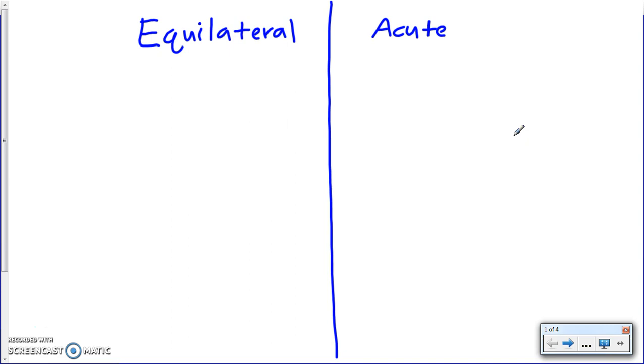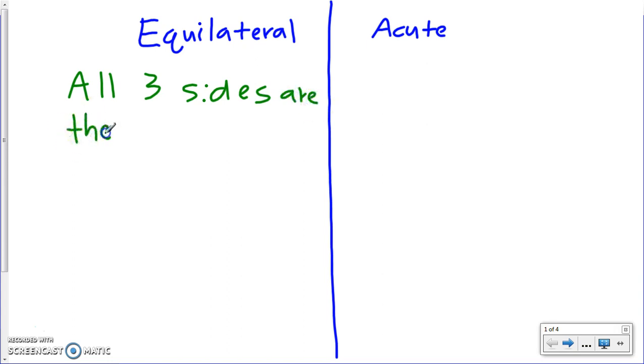With an equilateral triangle, all three sides are the same length. So an equilateral triangle, all three sides are the same length. Again, I'm going to write pretty quick today. If it's too fast for you, remember, you can always pause the video and go back and look at it again. So I'm going to start by just making a basic triangle.